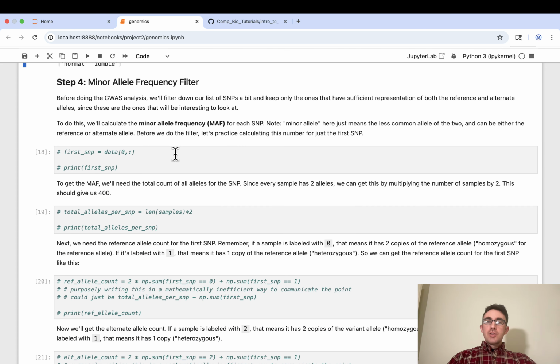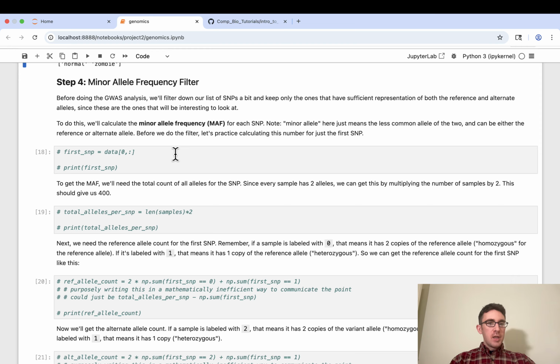Okay, so the point of the minor allele frequency is to quantify the representation of whichever allele is less common for a particular SNP. And as a very important note, the minor allele for a SNP is not necessarily the same as the alternate allele. The minor allele is just whichever one, either the reference allele or the alternate allele, is less common.